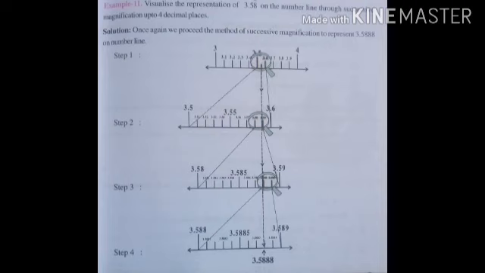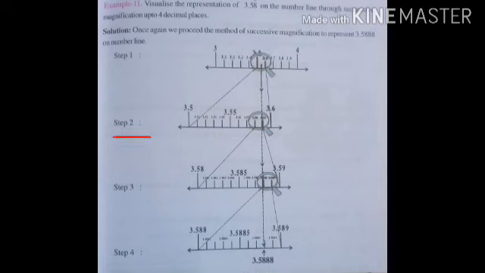Since 8 has a bar, according to the problem, 4 decimal places of 3.58 bar is equal to 3.5888. Step 1. 3.5888 lies between 3 and 4. So we divide the line into 10 equal parts between 3 and 4 and mark numbers 3.1, 3.2 and so on. But 3.5888 lies between 3.5 and 3.6. So round off to 3.5 and 3.6.